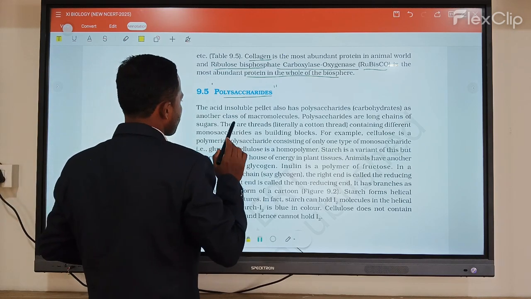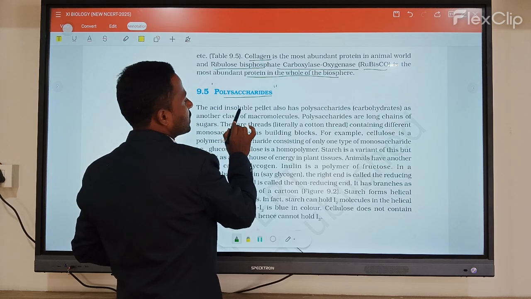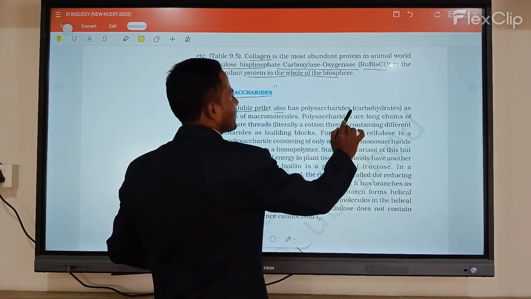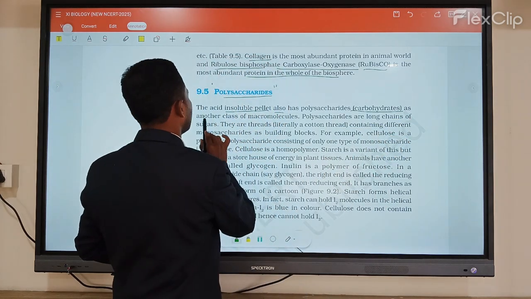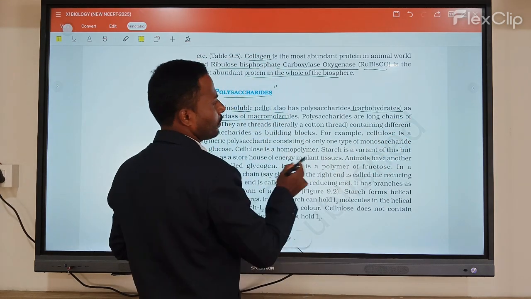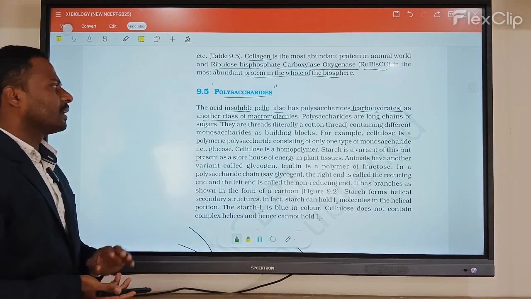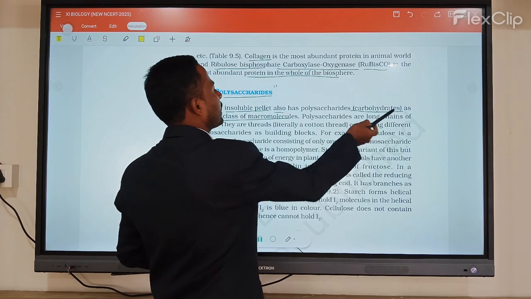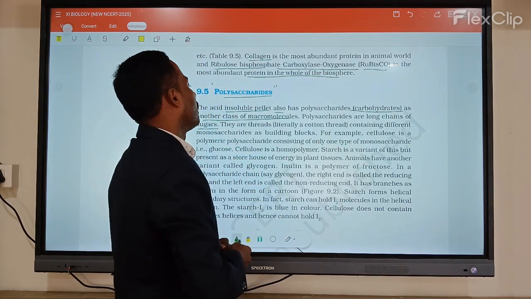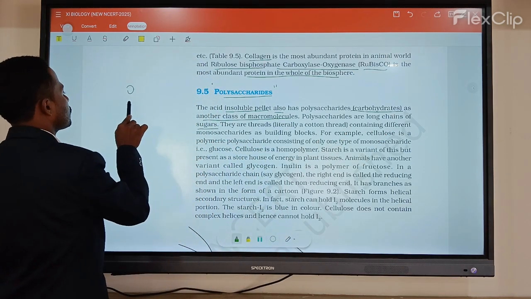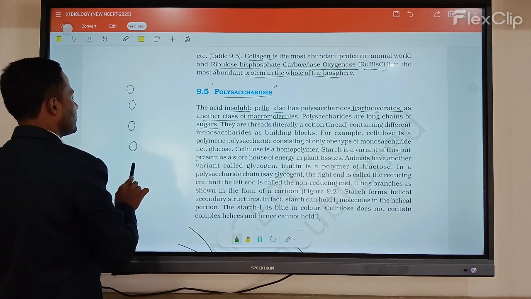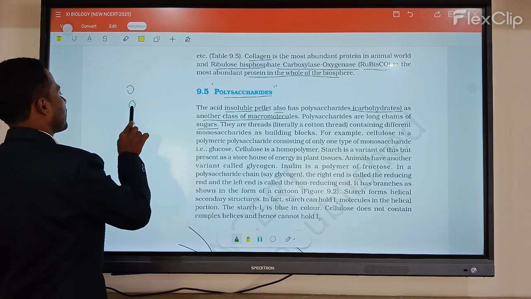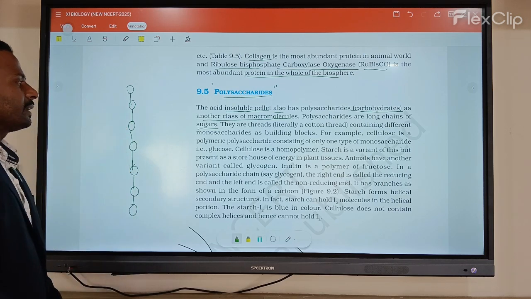See here, the acid-insoluble pellet also contains polysaccharides, like carbohydrates, another class of macromolecules. Polysaccharides include long chains of sugars. When a number of sugar molecules are present together in a chain, that is called a polysaccharide chain.